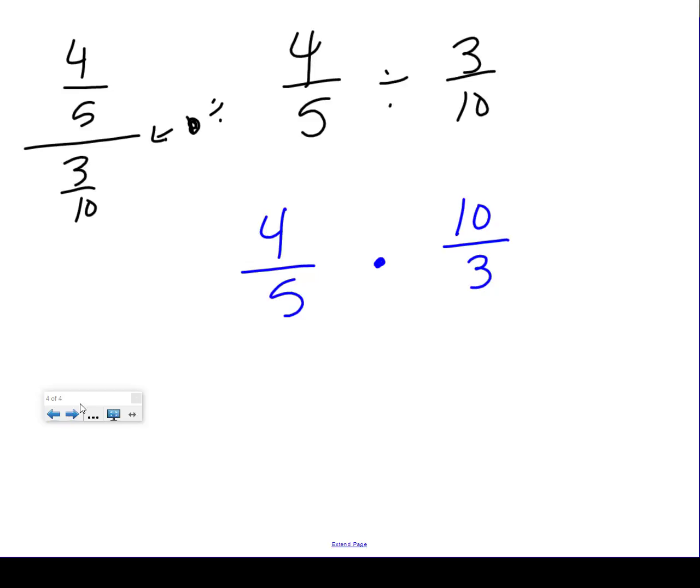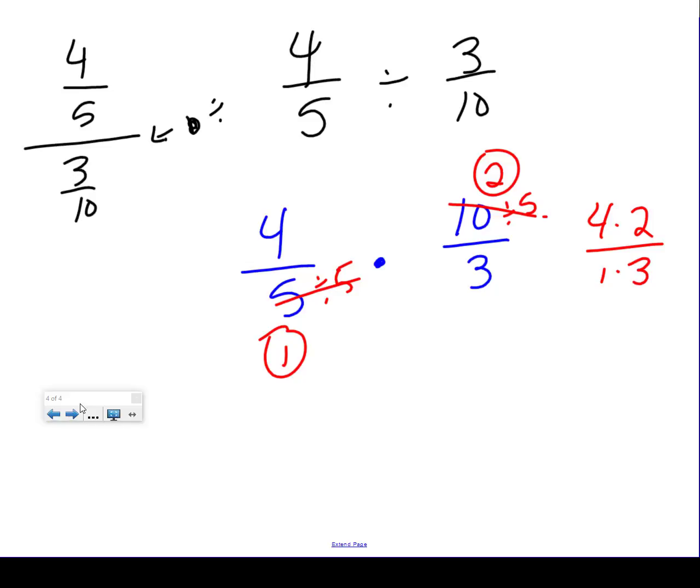I notice that I can divide by 5 in the diagonals. I get 2 and I get 1. Remember, I'm marking out what I don't have anymore and circling the number that I now have in its place. I multiply across the top and across the bottom, and I end up with 8 over 3.